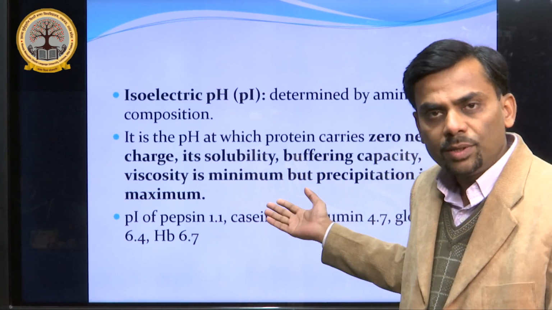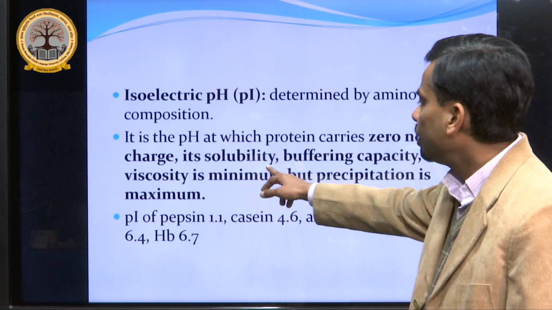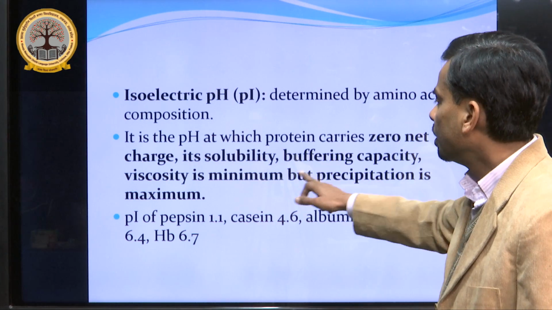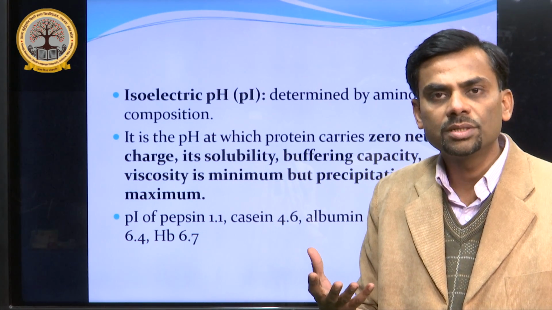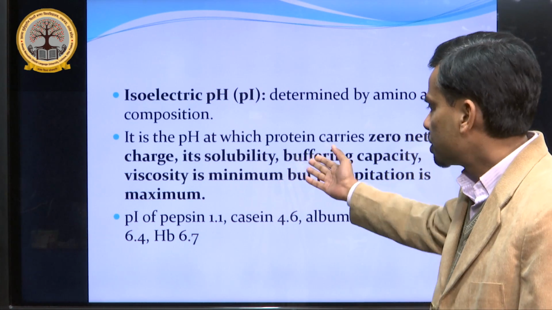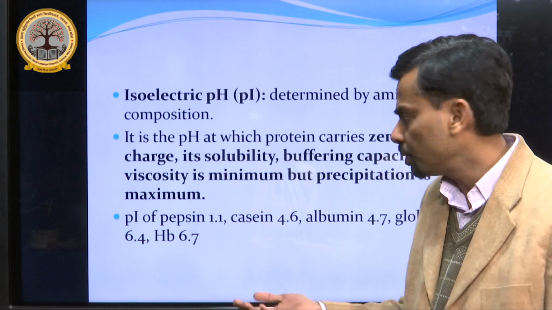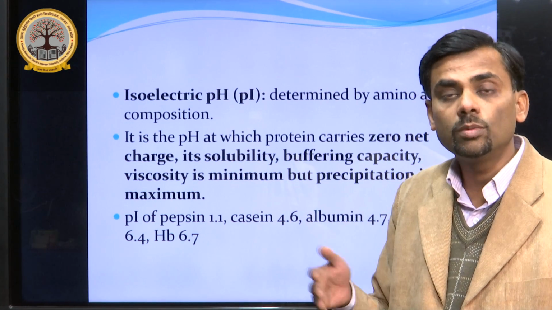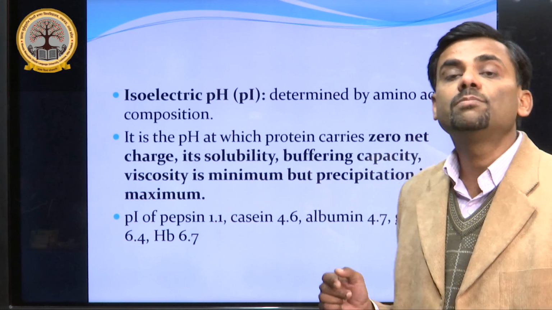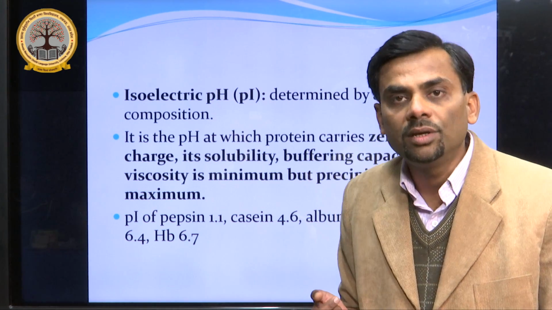At this isoelectric pH, what are the different conditions of protein? Its solubility, its buffering capacity, and viscosity are minimum. Because of this isoelectric pH, the protein transformation occurs. Its solubility becomes minimum, buffering capacity also becomes minimum, and viscosity is also minimum. What is going to be maximum? It is the precipitation. In other words, it is also known as insolubility.